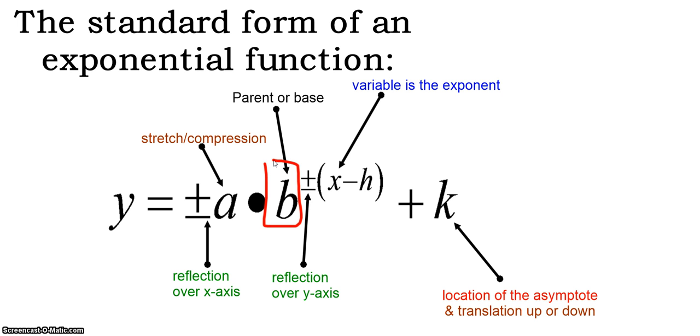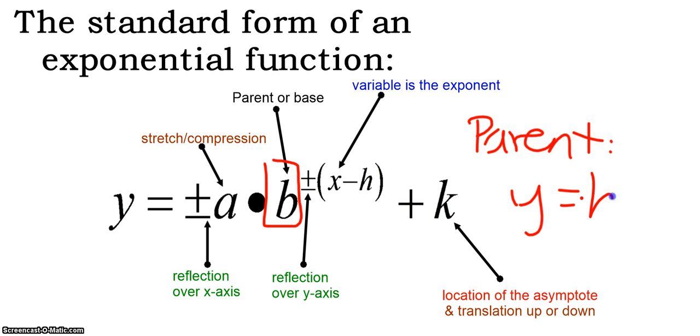So b is your parent, or your base. Every single exponential function has its own parent. So the parent for every single exponential function is going to be y equals b to the x. Every single function has its own parent, and I'll show you that in a little bit.